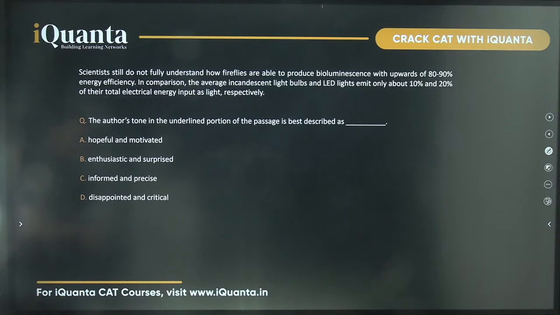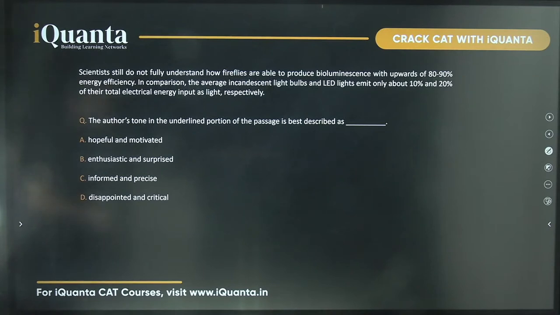Again, most of you have gone with C, and again, all of you are correct. That he is discussing phenomena by giving certain numbers, figures. And when you give these kind of numbers and figures, you are trying to be factual and precise. And he says that scientists still do not fully understand how fireflies, are able to produce bioluminescence with upwards of 80% to 90% energy efficiency.